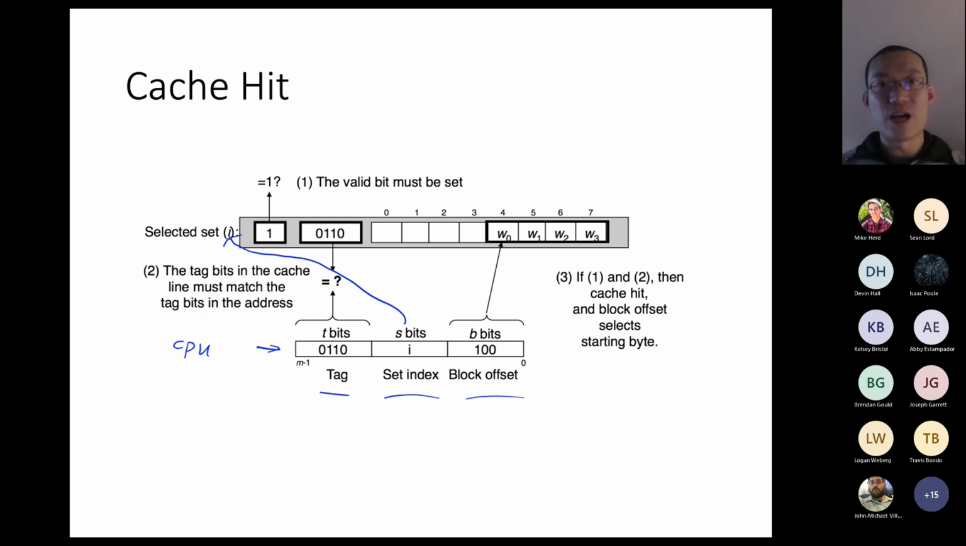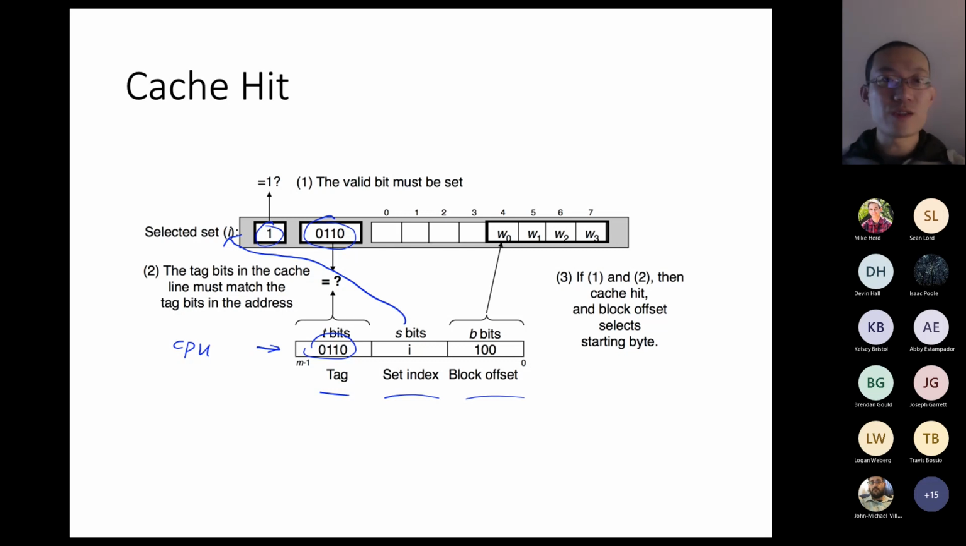In our case, it is I, so we look at the set I. We find the set number, we look into the set, and there's just the 1 line in this set. The next step is we try to compare 0110, which is the T bits, with the tag part in this line. And we try to find whether the 2 bits match each other. If there is a match, we further look at this valid bit to confirm whether this line is valid or not. Let's see, it is valid.